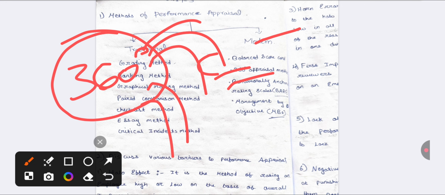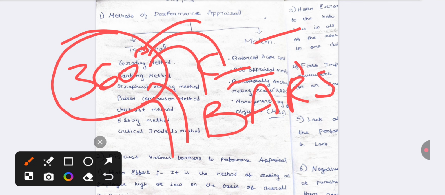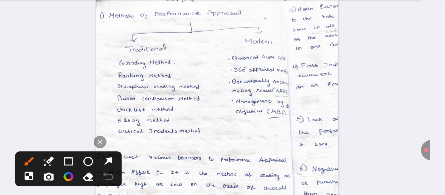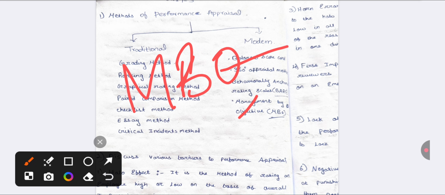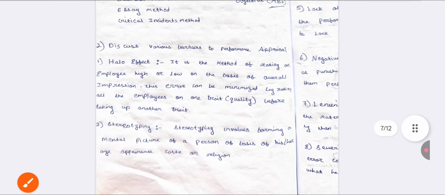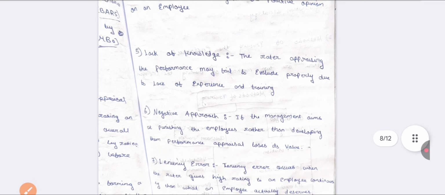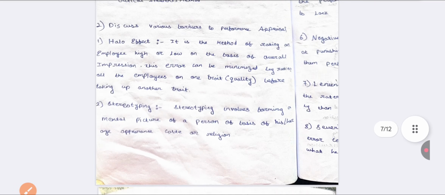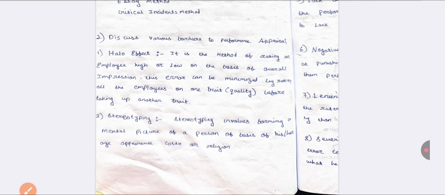Next one, behavior anchored rating scale, BARS. It rates behaviorally how much behavior he is showing towards the organization, like that. Next one, MBO, management by objectives. Objectives means goals. To reach your goals, you are doing some management. That is called MBO. This is the first important question. Like this, you need to write each and every answer in the examination. Clear? Next important question: discuss various barriers of performance appraisal.